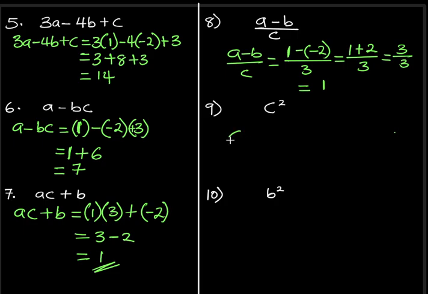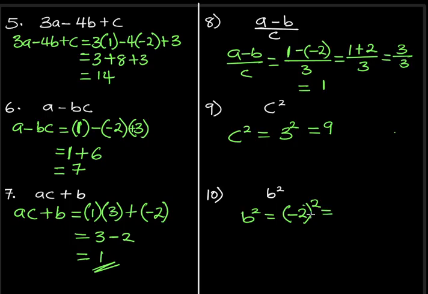So we go to C square. C square will be equal to what? 3 square. C is 3, 3 square, and that will be equal to what? 9. And then we have B square. Let's see. B square is equal to what's our B? Our B is minus 2. So that needs to stay in a bracket, minus 2 all squared.